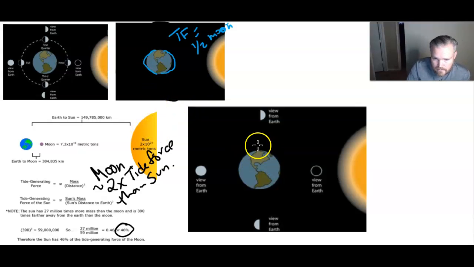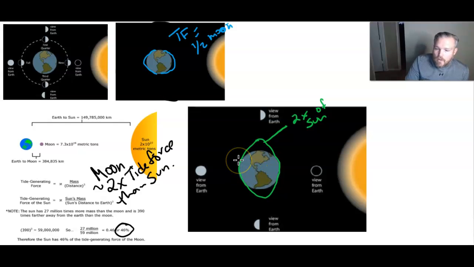Then if we factor in the moon, say at this location right here, the moon will have a much greater effect. But basically it's going to pull water towards it just like the sun did, and this tidal force is going to be 2 times that of the sun. So we make sure that we have that tidal force.